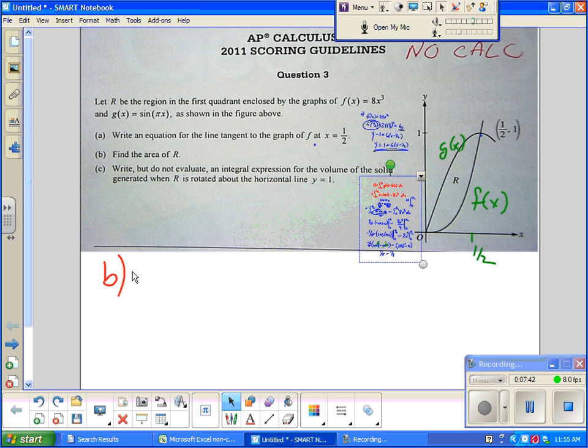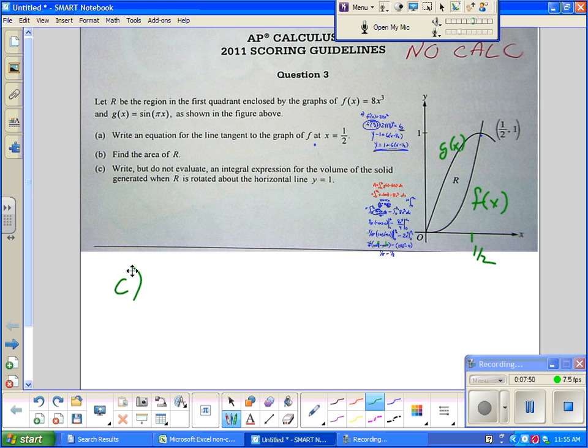All right, so there's B, and I'll erase this B. All right, letter C. Write but do not evaluate an integral expression for the volume of the solid generated when R is rotated about the line y equals 1. Okay, we're going to go around y equals 1.